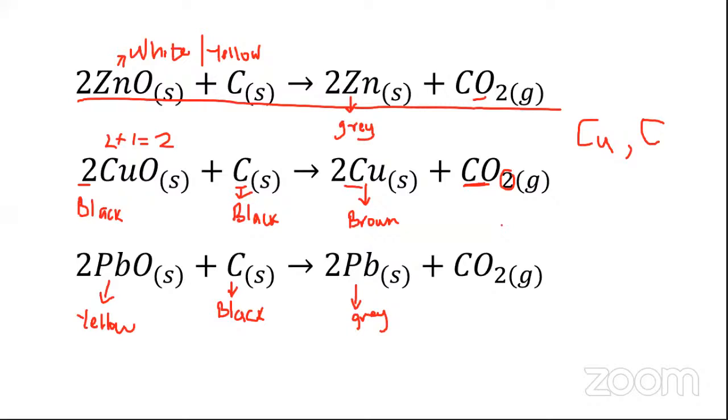Someone is asking, how do you know the colors? The colors, if you happen to go to the lab and look at the powders, that's how you can tell the color. They will show you. They will be black. And when you heat, for example, zinc oxide, it will turn yellow on heating. It is just practical.